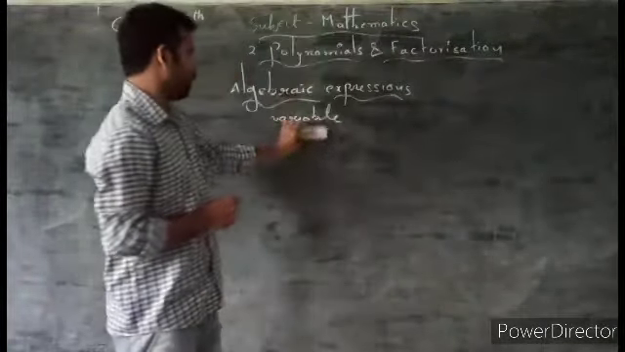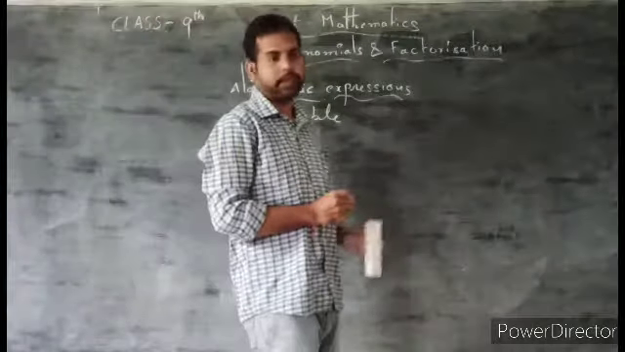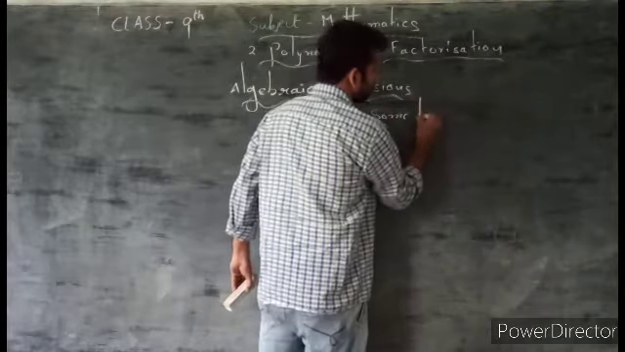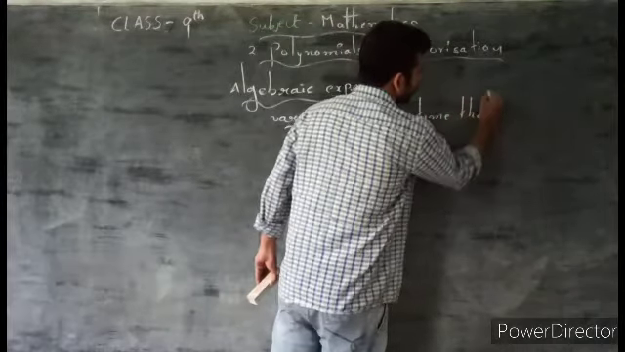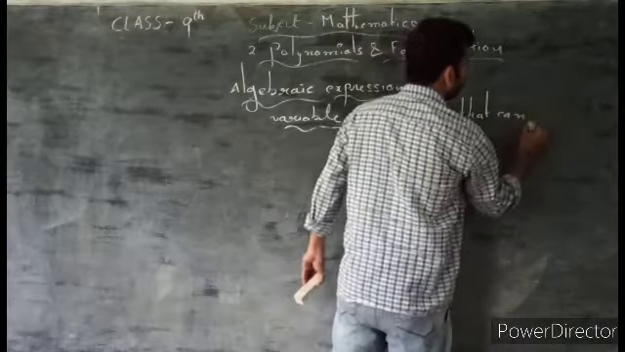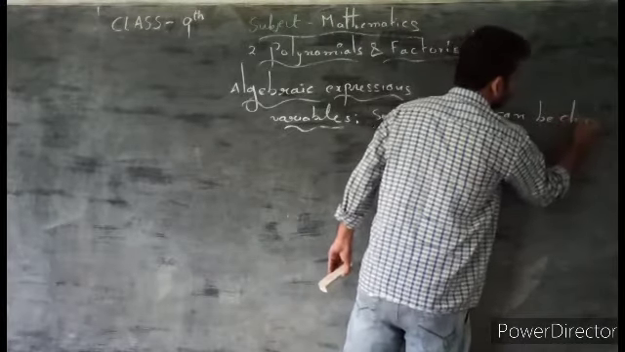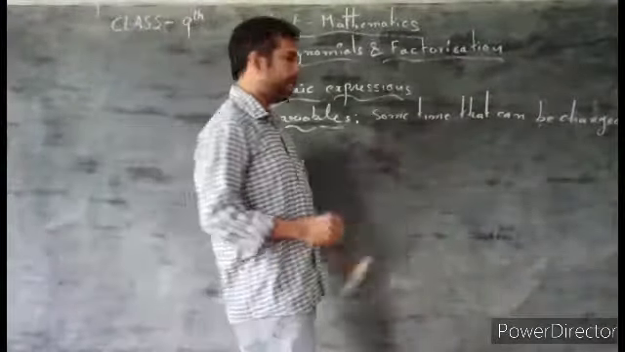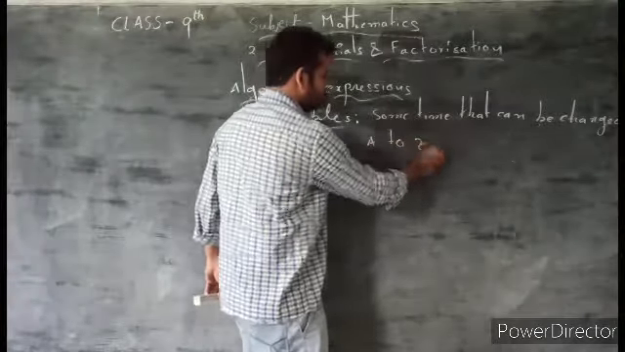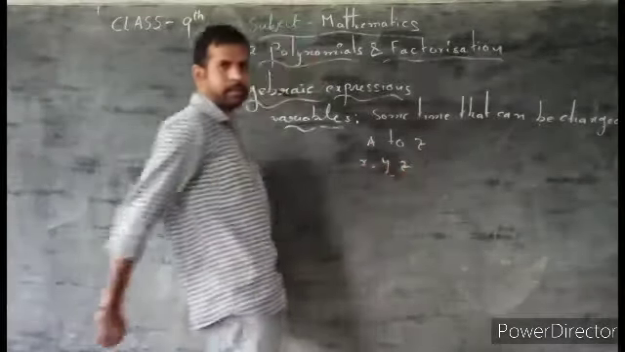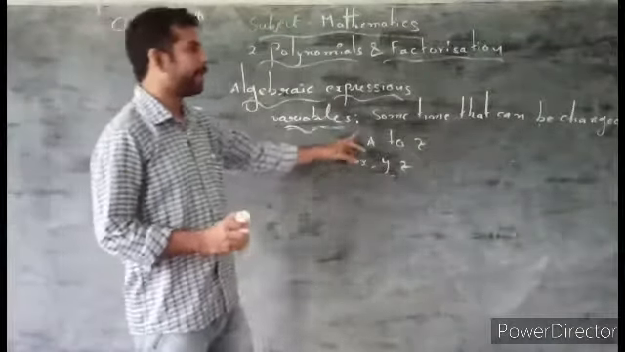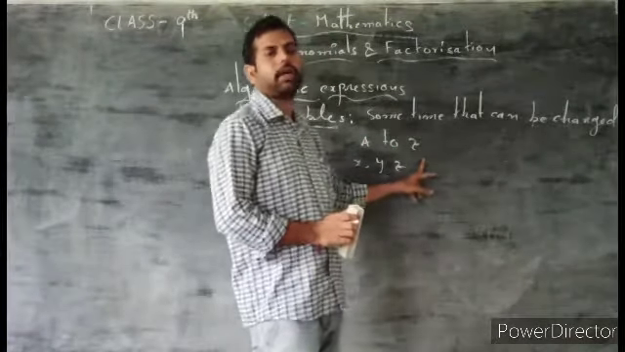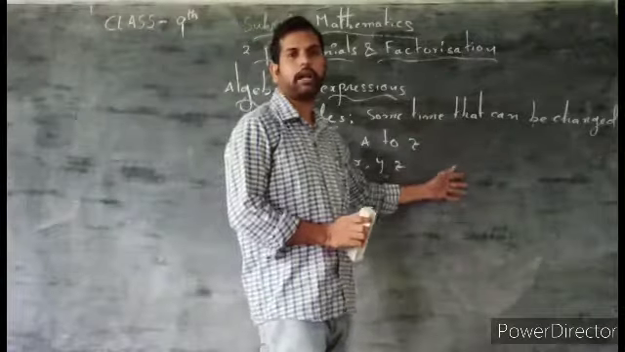Variables means something that can be changed. So A to Z letters are called variables, such as x, y, z. Variables means something that can be changed, and A to Z letters like x, y, z and so on are called variables.